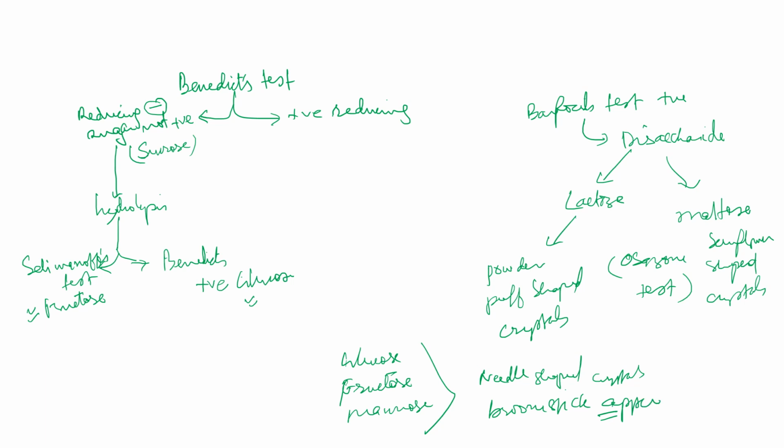Why glucose, fructose, and mannose give the same osazon is that during osazon formation, the first and second carbons are involved. Since these structures differ from each other in the first and second carbon, they give the same osazon, because during osazon formation these two carbons are masked. Therefore the osazon appears the same in these three reducing monosaccharides: glucose, fructose, and mannose. Thank you.